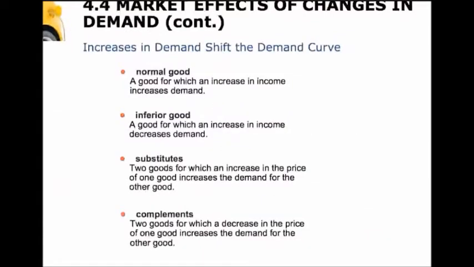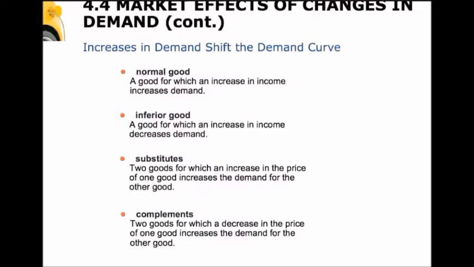Now first let's define some terms so we know what we're talking about when we look at different types of goods. A normal good is a good for which an increase in income increases demand. Most goods you can think of are normal goods. But for some goods, when there's an increase in income, you buy less, and that's a decrease in demand, and that's called an inferior good.